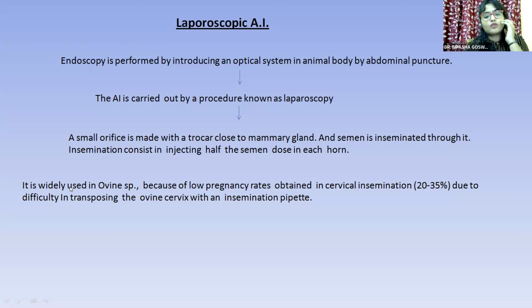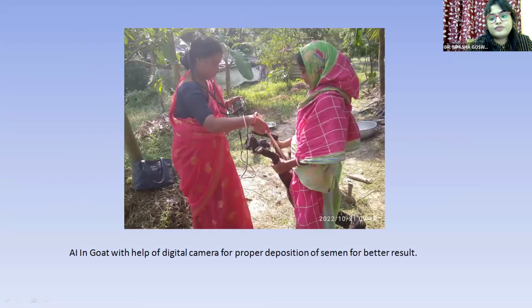It is widely used in the ovine species because low pregnancy rates have been obtained in cervical insemination, that is 20 to 35%, due to the difficulty in traversing the ovine cervix with an insemination pipette. Here we can see one lady AI worker performing the AI with a digital camera. It is very popular nowadays because of the tortuous structure of the cervix. It is useful for depositing the semen exactly within the vagina or within the cervix.